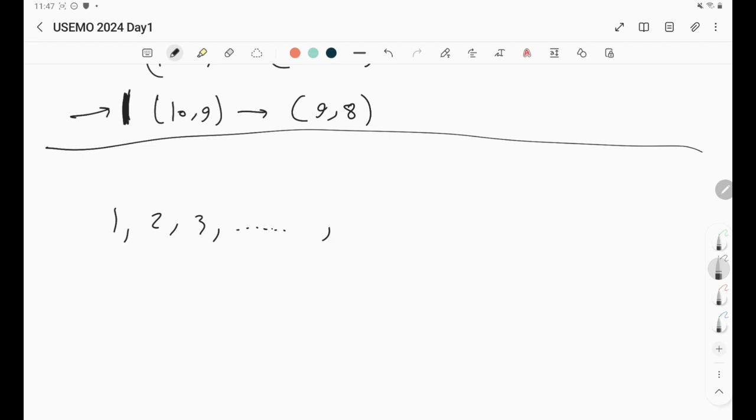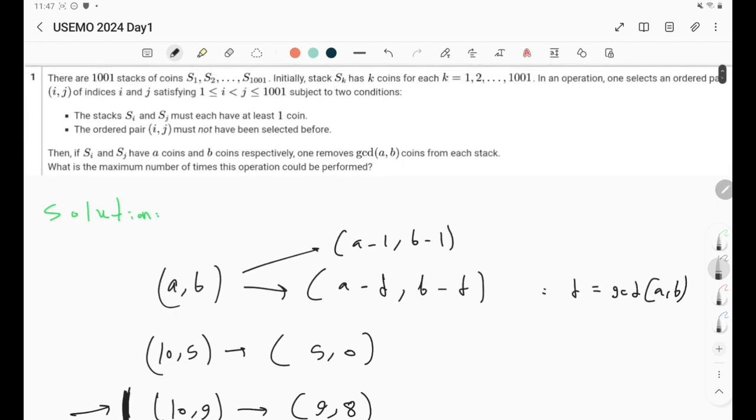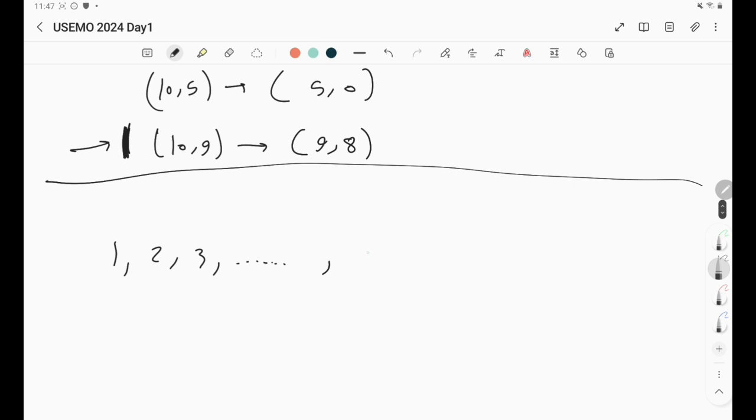Actually, let's generalize, because clearly 1001 is not really that special. We can just denote this by n, and keep in mind maybe that n is odd. Perhaps we might need the odd thing. N is odd.